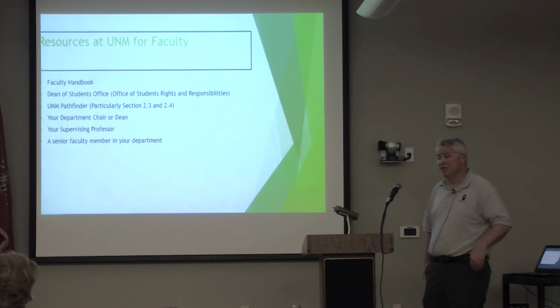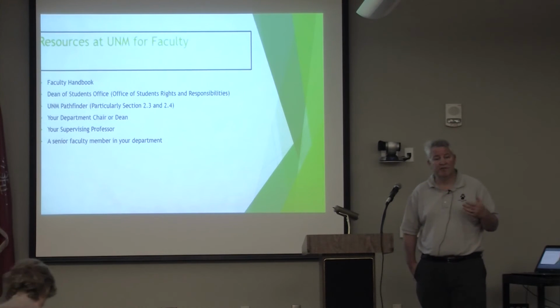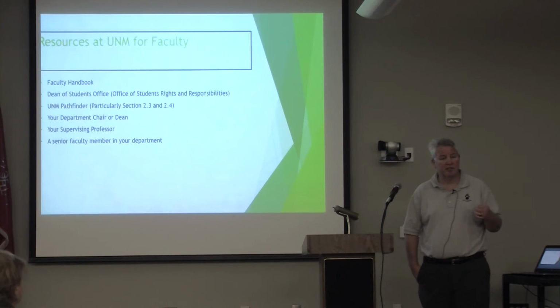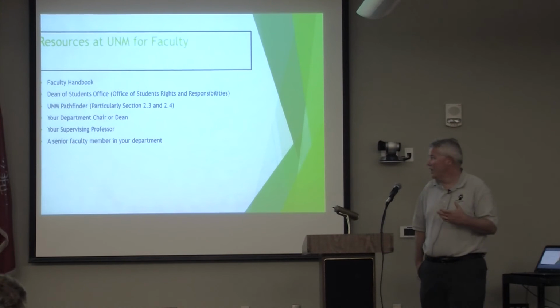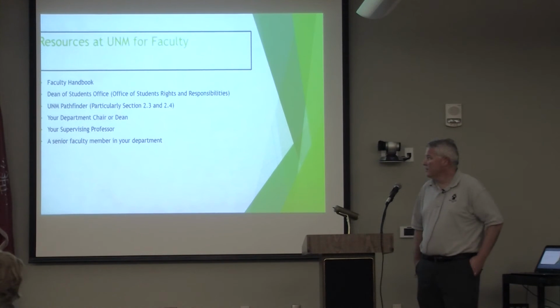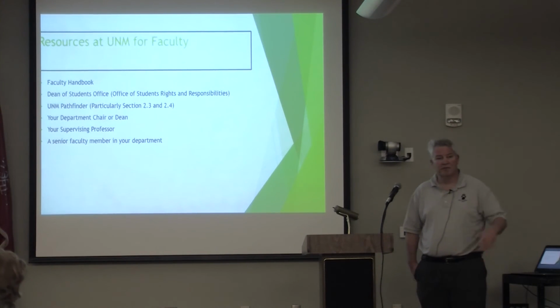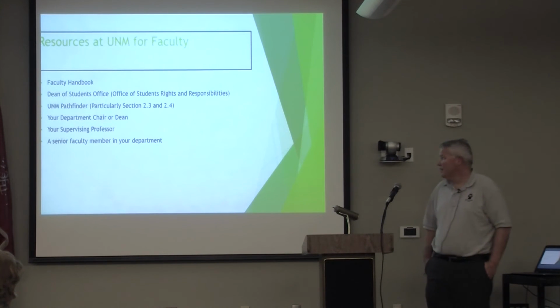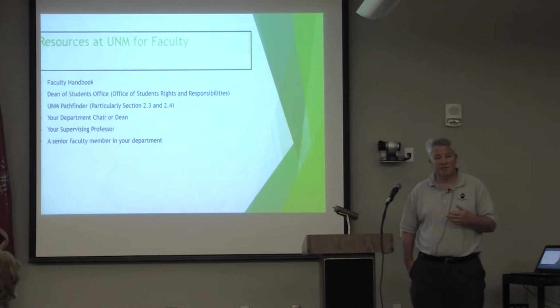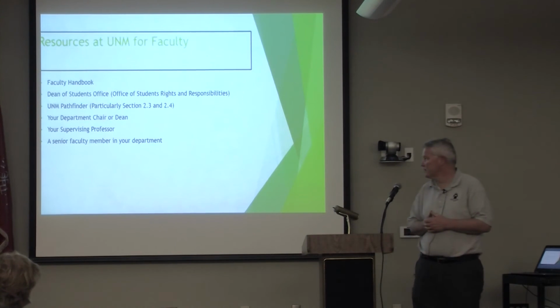Your department chair or dean is a great resource for you. If situations of academic integrity come up, talk to them and see how they've handled it. If you're a graduate assistant, you have a supervising professor, and you may want to talk to them. A senior faculty member in your department can also be a very helpful resource. Gosh, this is what's going on with my student. How can I address this academic integrity issue?